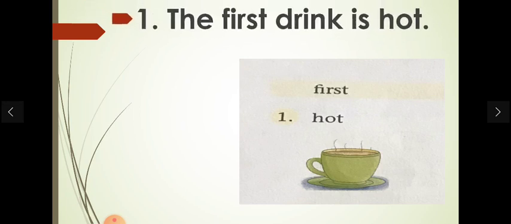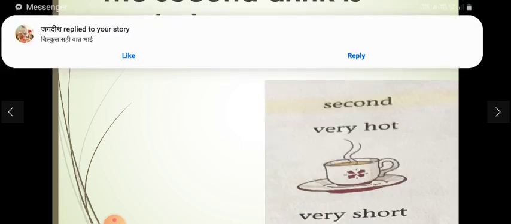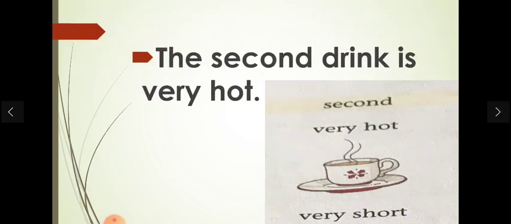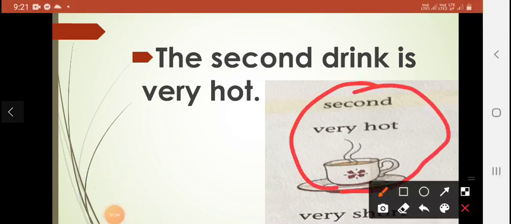See, the first drink is hot. It's just telling us that the drink is hot. How much hot, how much cold, it doesn't tell us anything. But if we want a proper description, to know whether we can drink it or not, it will tell in the next picture. See, the second drink is very hot. This picture tells us that this drink is very hot. That means the word "very" adds a more proper description to the sentence.